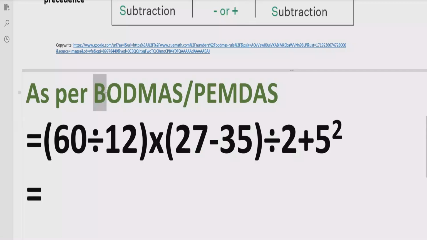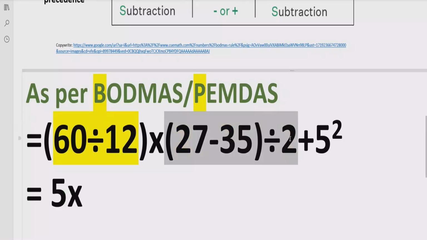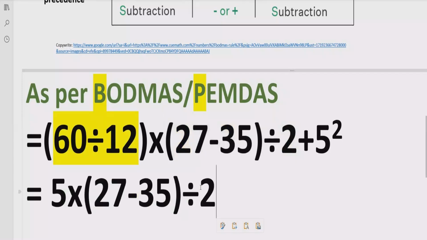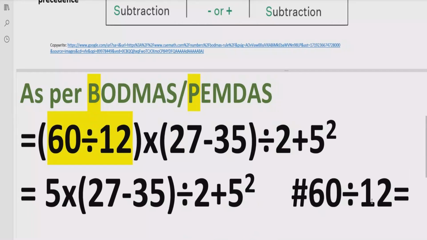According to the BODMAS and PEMDAS rule, we have to solve the brackets first. So here we have two brackets. One is 60 divided by 12 and the other one is 27 minus 35. So first we have to solve this one. 60 divided by 12, we get the answer 5. Multiply by, and this part we will write as it is, and plus 5 raised to power 2, again we will write as it is. And here we give the reference: 60 divided by 12 equals 5.